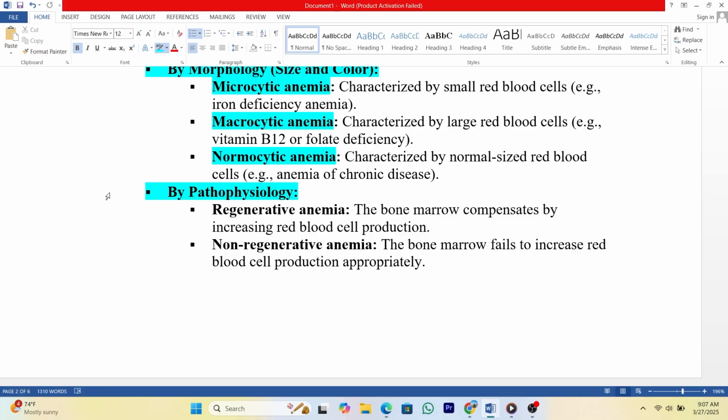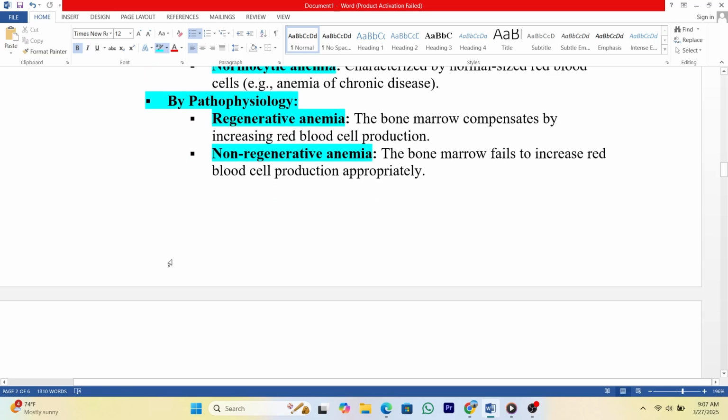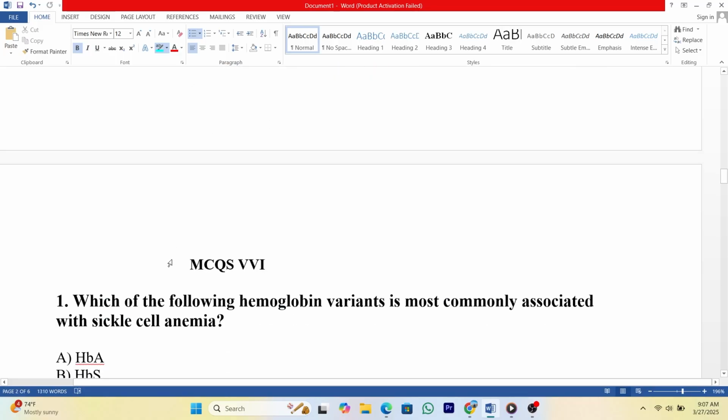By pathophysiology. Regenerative anemia, the bone marrow compensates by increasing red blood cell production. Non-regenerative anemia, the bone marrow fails to increase red blood cell production appropriately.